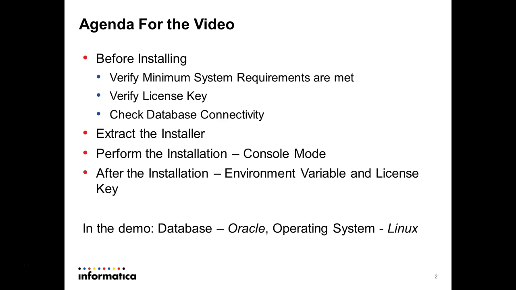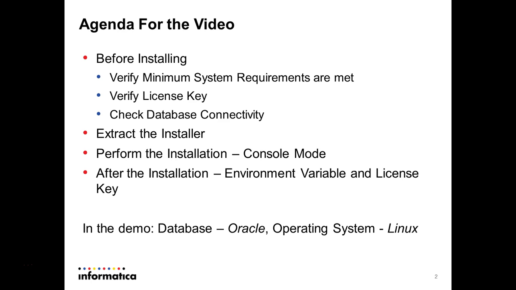We'll start with the pre-installation steps, go through the system requirements, make sure we have the license key file, and check the connection to the database. We then extract the installer and go through the steps and perform the installation. Once the installation is done, we create a new environment variable and copy the license file as part of post-installation steps. In the demo, the installation will be performed in the console mode.